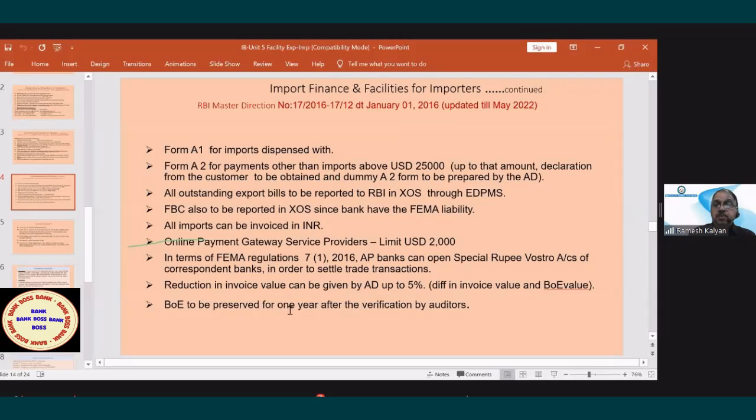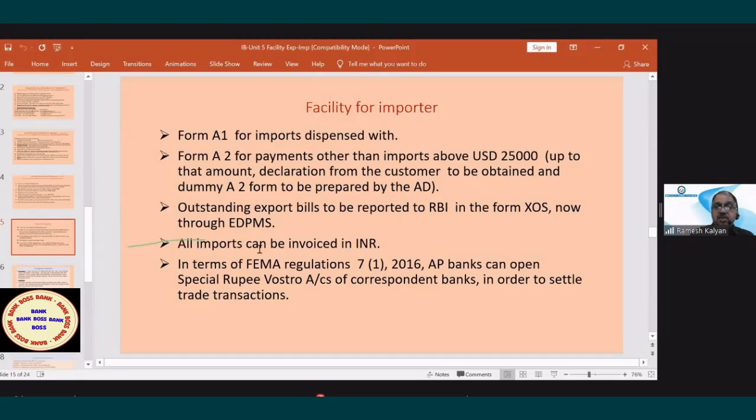Bill of entry is to be preserved for 1 year for verification by our auditors. That's a normal thing. We already have this; it's a duplication only, because I was collecting that earlier data from so many other slides. I just pasted that.